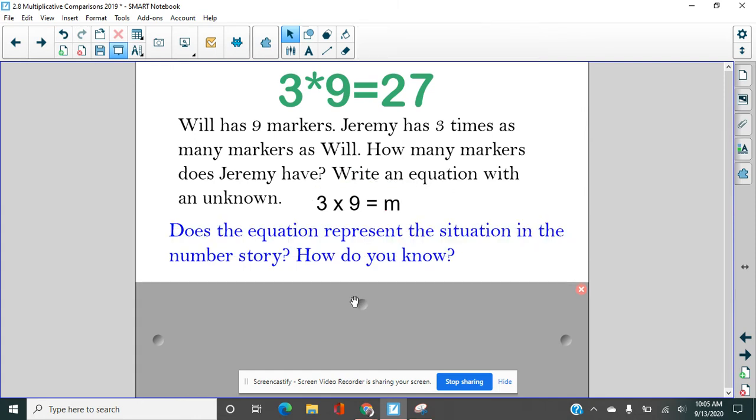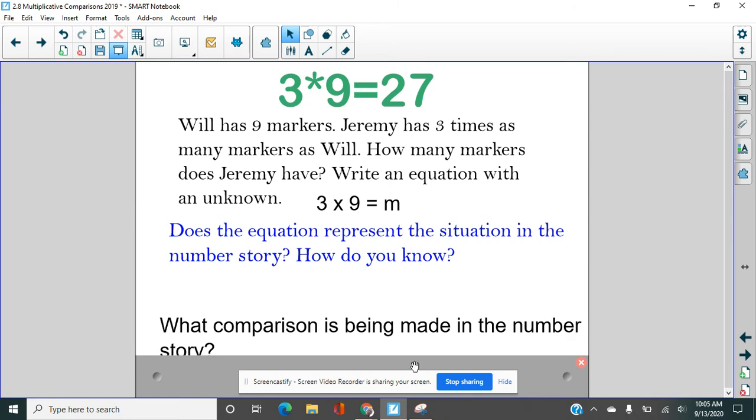So does the equation represent the situation in the number story, right? It does because Will has 9 markers and Jeremy has 3 times as many. So Jeremy has more, right? So our answer has to be more. Now, sometimes it will not be, right? Sometimes it'll be less, and I'll show you some of those most likely tomorrow, okay?